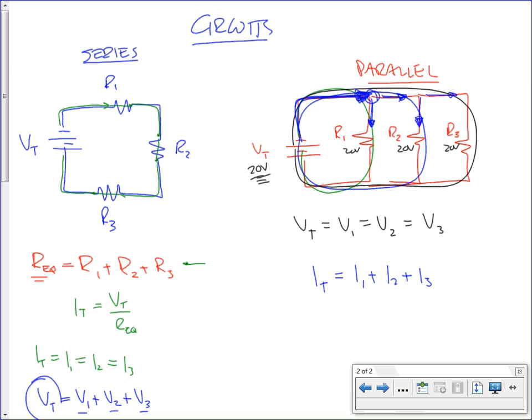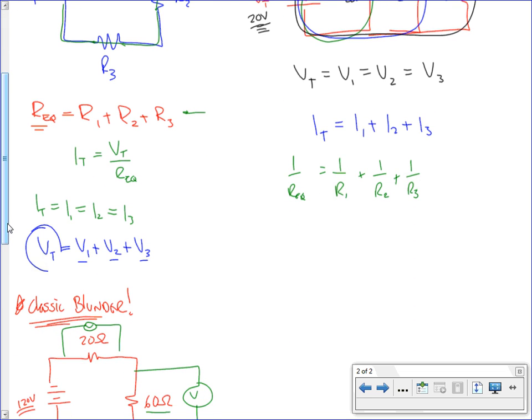Resistance works a little bit oddly, as you, I'm sure, remember. 1 over REQ is 1 over R1 plus 1 over R2 plus 1 over R3. And I'll just remind you that adding fractions involves finding a common denominator. Okay? And also remember that when you add up those fractions, that doesn't get you the equivalent resistance. That gets you 1 over the equivalent resistance. Don't forget to flip. Don't forget to flip your final answer. Okay?